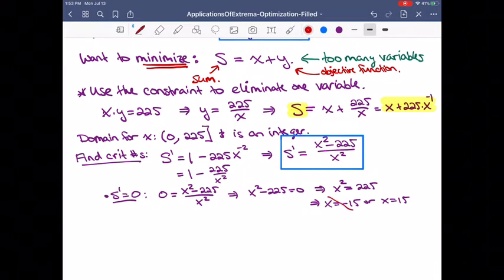And now we can get rid of this one since it's not in the domain. Right? x was a positive integer, so it cannot be negative 15. So I get one critical number there.